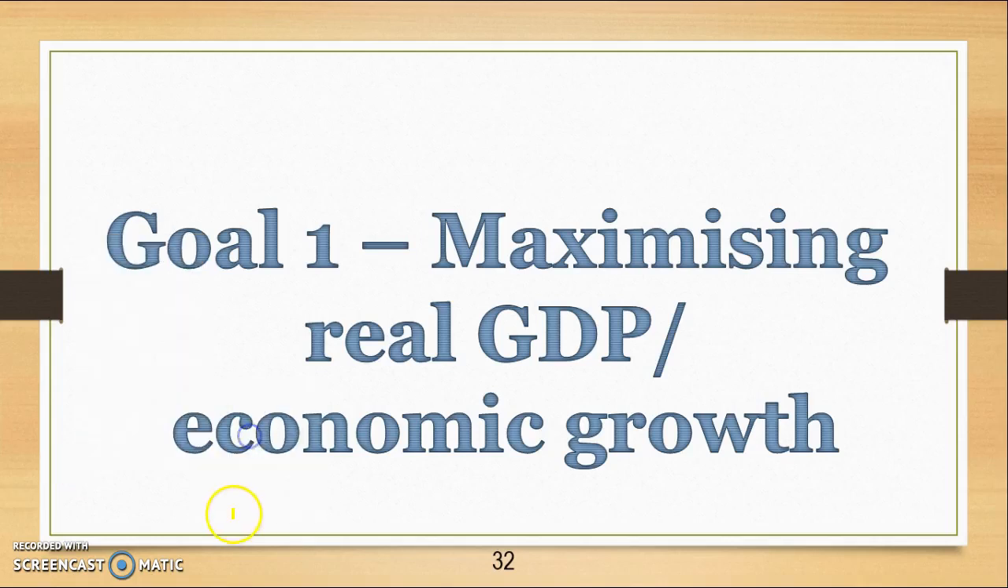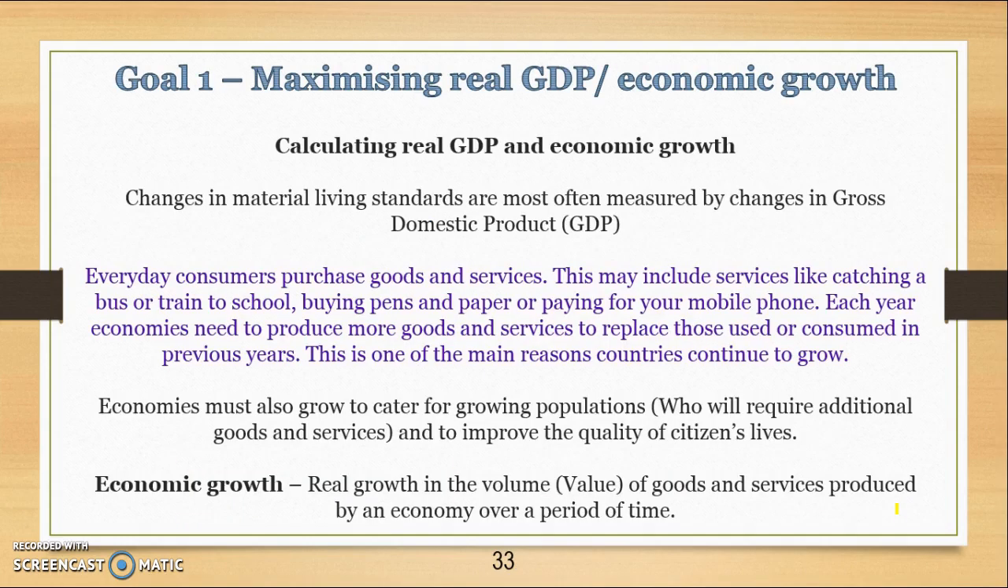Okay, in this video we're going to look at why a country aims to maximise its real GDP and what's meant by the term economic growth and sustainable economic growth. So basically calculating real GDP and economic growth, when we're looking at the change in material living standards within a country, what we're looking at is whether they have experienced an increase in their GDP. So a country that experiences an increase in their GDP, or their total final value of goods and services produced, will experience higher living standards.